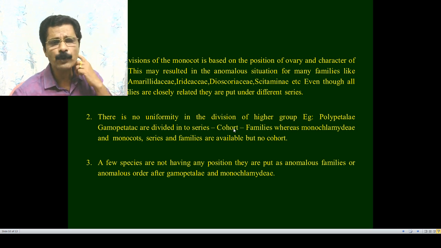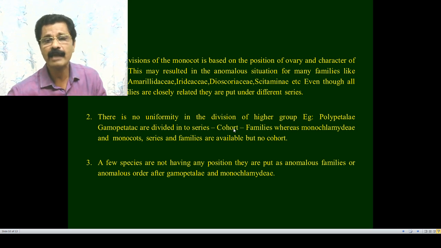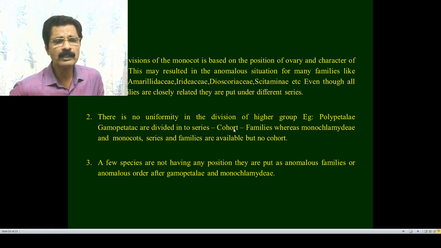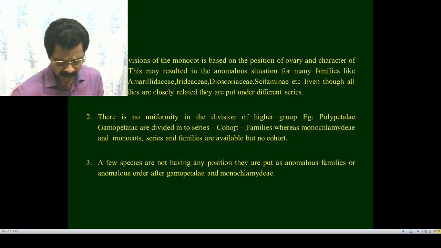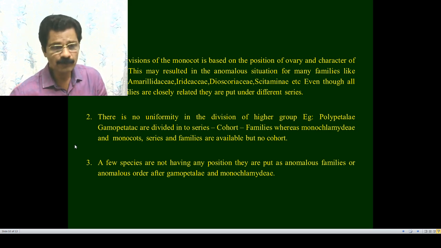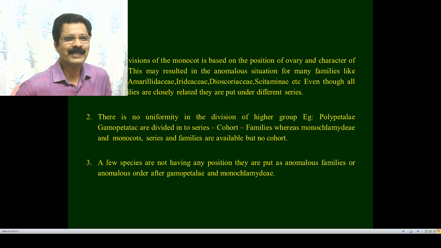A few species do not have any position. They are put as anomalous families or anomalous orders after Gamopetalae and Monochlamydeae. These are the demerits of Bentham and Hooker's system of classification.